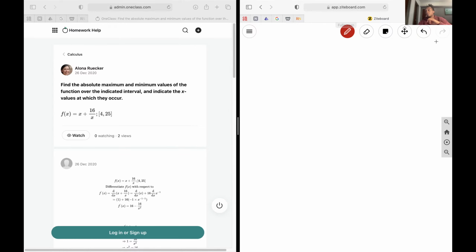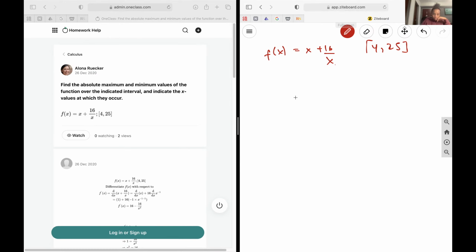Okay, next up we're looking for extrema, and we have that f of x is equal to x plus 16 over x. I'm trying to find extrema in the range 4, 25. So from x is equal to 4 to x is equal to 25.